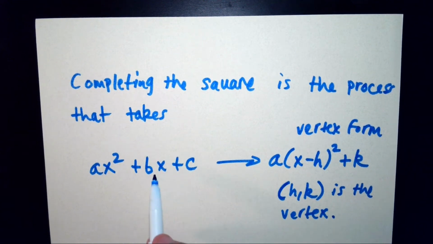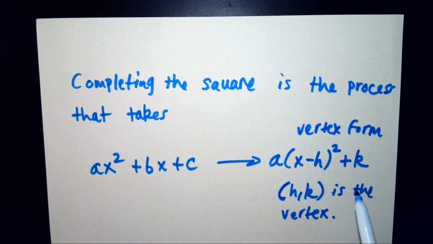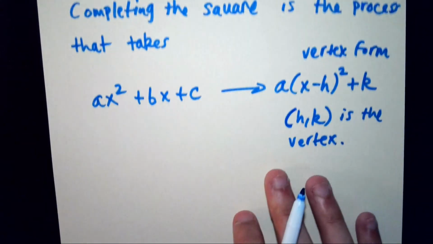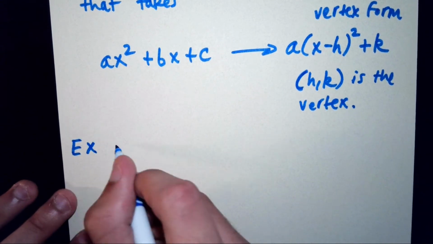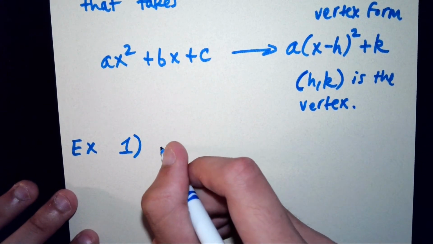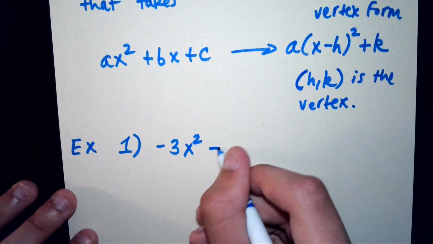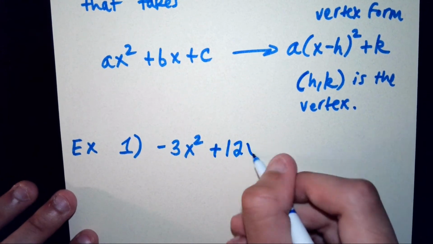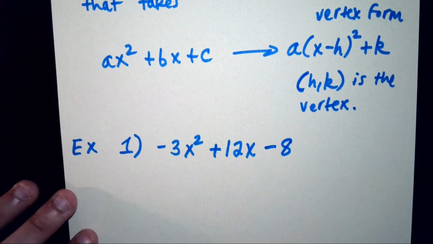So again, this is the same parabola here and here. We're just taking it into a different form. And this form actually tells us exactly what the vertex of the parabola is. So let's jump into it with an example. Let's suppose that we want to complete the square with this as our quadratic. Let's say it's negative 3x squared plus 12x, let's say minus 8.